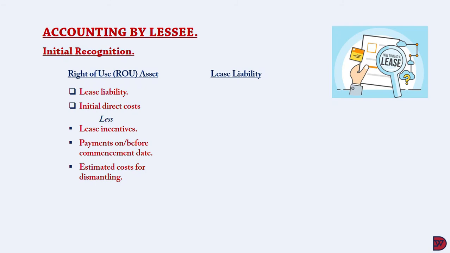Incremental borrowing rate, on the other hand, is the rate of interest that a lessee would have to pay to borrow over a similar term, with a similar security, the funds necessary to obtain an asset of a similar value to the right of use asset in a similar economic environment.